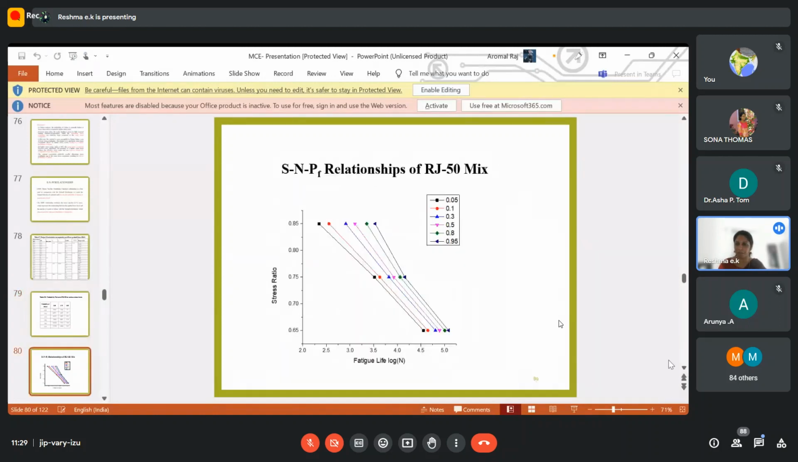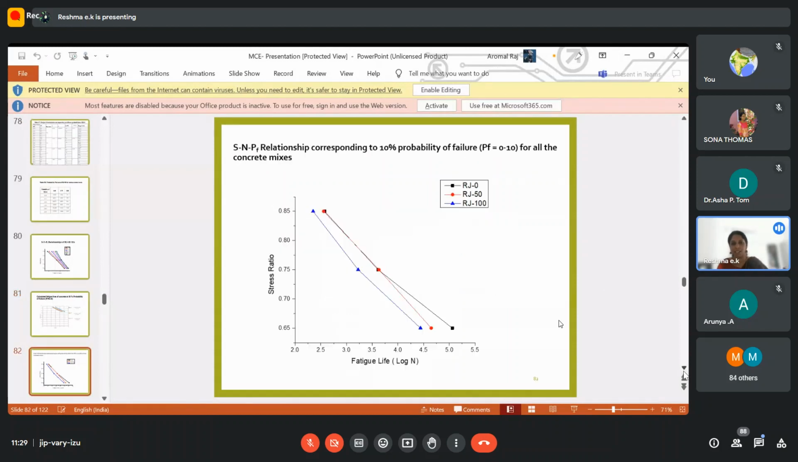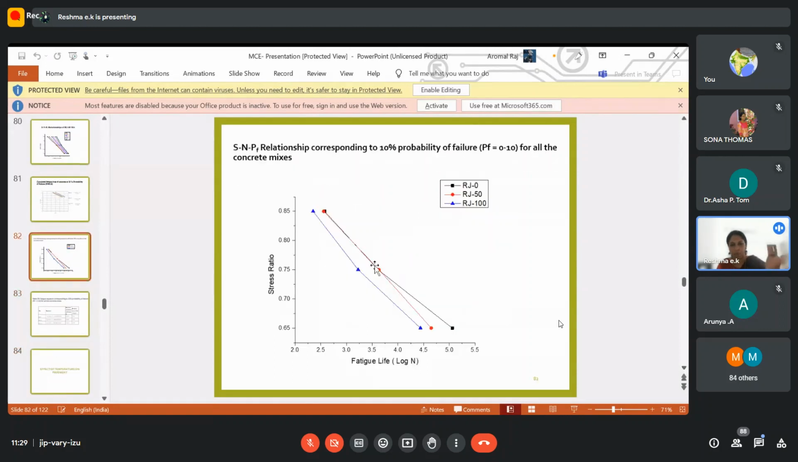This is the S-N-PF relationship for all the mixes, and this is the calculated fatigue life. From the calculated values, I have done it only for 10% probability. Next, I have put in only a few graphs. From my studies, I want to conclude that 50% is possible. It can happen that 50% is not possible under fatigue.